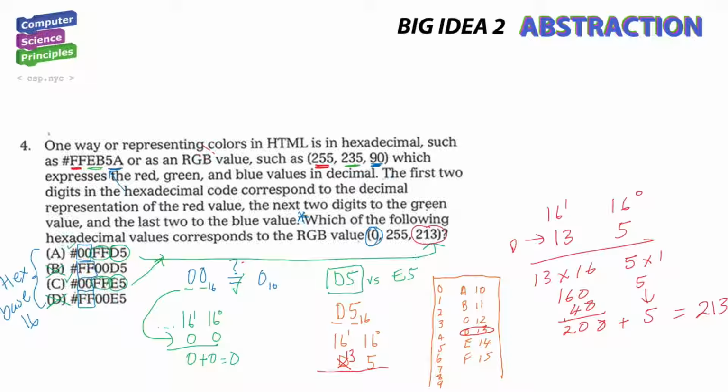So straight away we know that our answer is A, because the D5 is the appropriate hexadecimal for the 213 number, which is written in decimal, whereas the E5 would give us a different number, not 213.